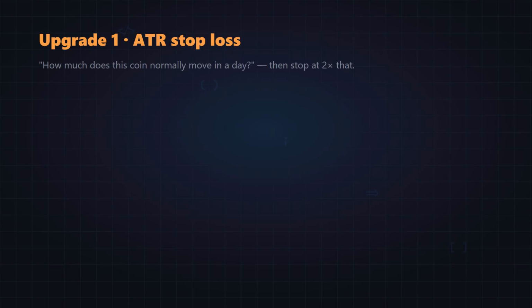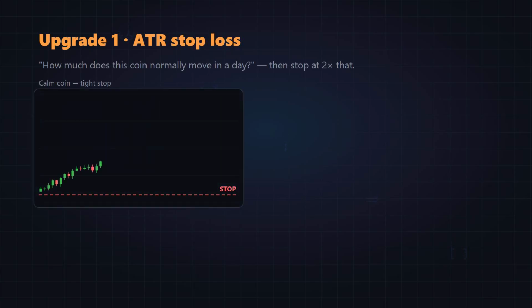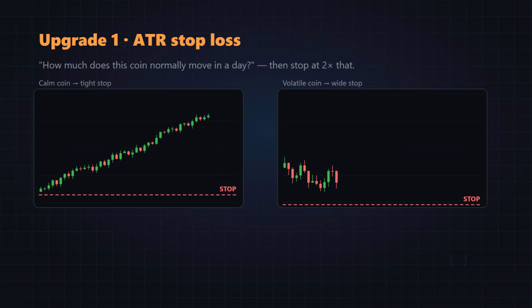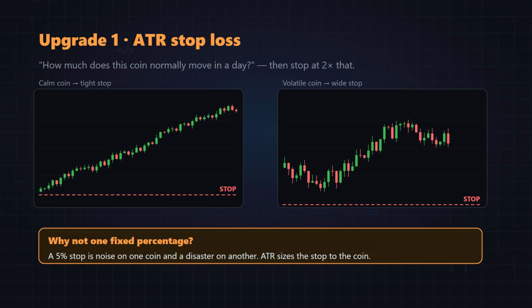The first versions were, frankly, basic. A moving average crosses, buy. It crosses back, sell. That is not a strategy. That is a coin flip with extra steps. So 6 upgrades went in, and I want to walk through them, because each one exists because of a specific weakness. Number 1, an ATR-based stop loss.